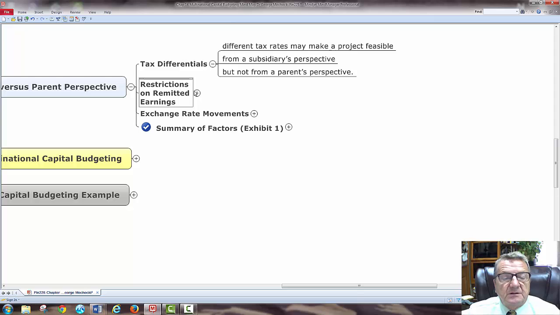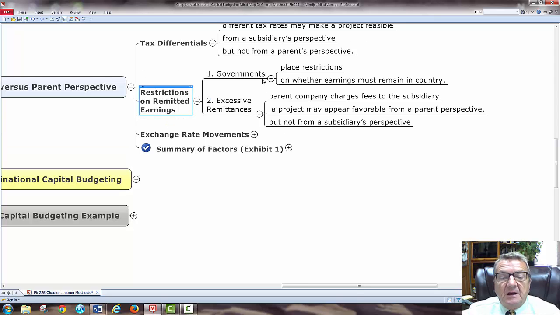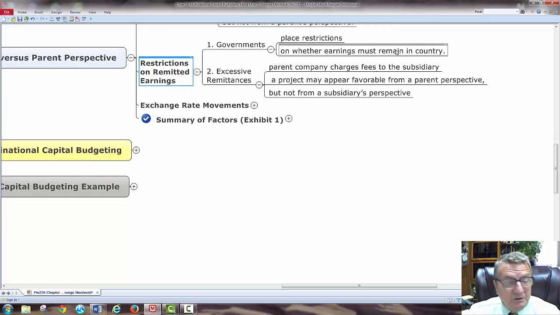Okay, restrictions on remitted currency, the money they have to bring back. Governments place restrictions on whether earnings must remain in the country. You have to keep them for so long, and they have some examples. Some you have to keep after you make the profit for 2 years, 3 years, whatever it is, before I can start shifting it out. But that's fine. If I'm making it there, it's still a profit thing. Eventually I'll get it out. I just have to make sure that I maximize the usage of that currency when it's contained or restricted for a certain period before I can pull it out.